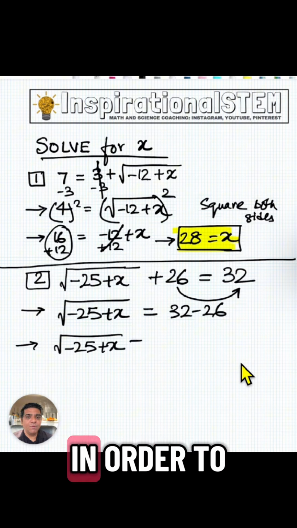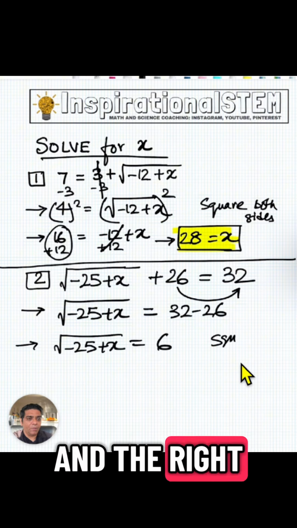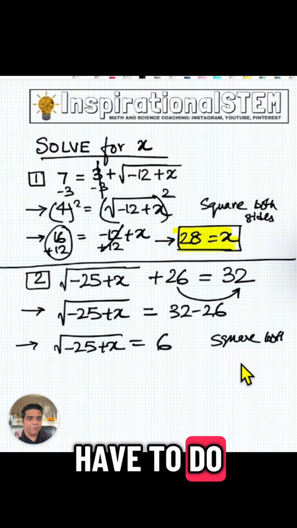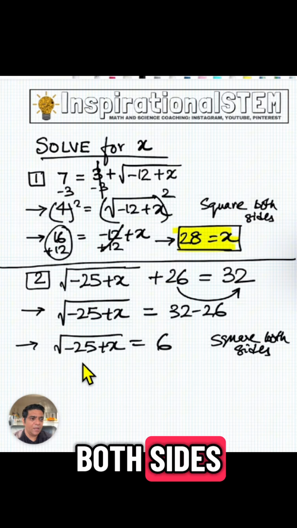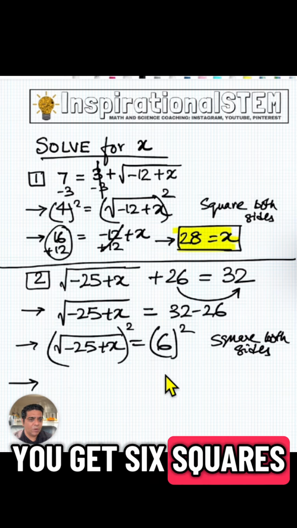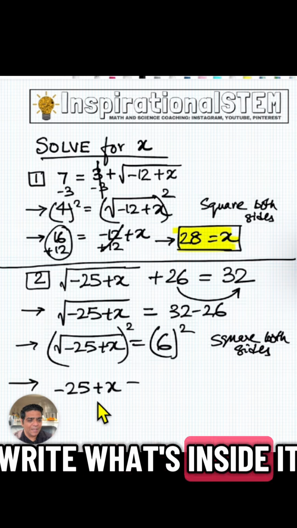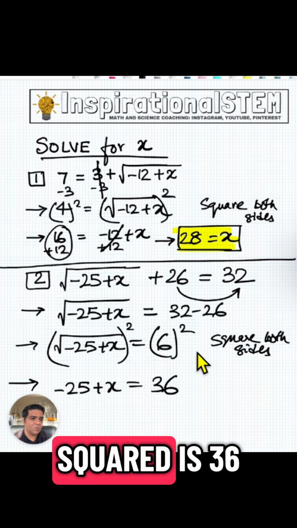So remember, again, in order to get rid of the radical, we're going to square both sides. When you do the left, you have to do the right also. So let's square both sides. On the left you get this radical squared, on the right you get 6 squared. On the left, remember, the radical is gone, so just write what's inside it now. Negative 25 plus x equals 6 squared, which is 36.